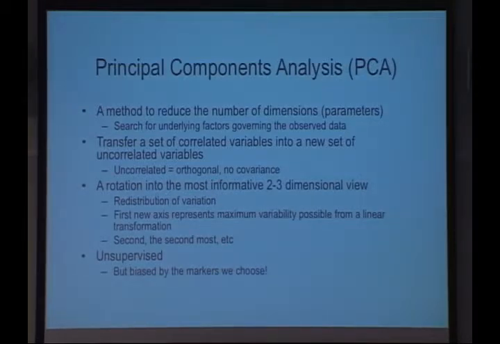Another thing about it is that it rotates this multidimensional space into the most informative view. So it stacks more of the information in the first few parameters. The very first parameter has the maximal variation explained by this linear transformation, and the second gets the second most of the uncorrelated data. So by the time you've gone through a few dimensions, you've explained most of your variation within the data.